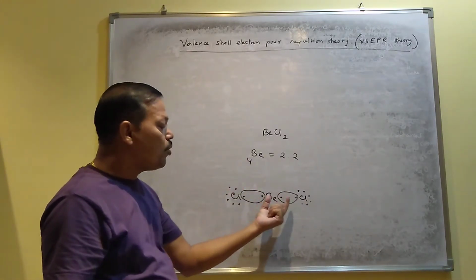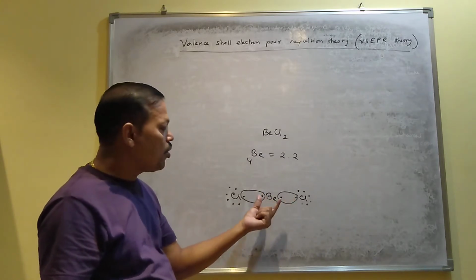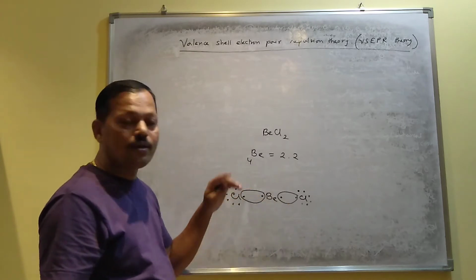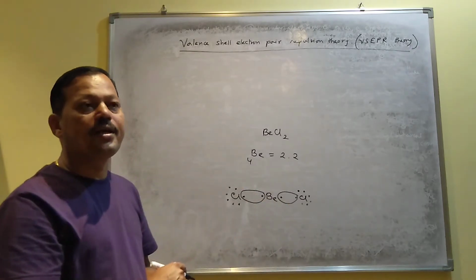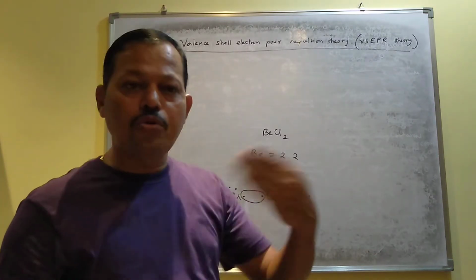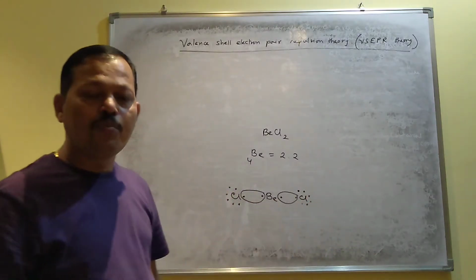But here beryllium, although it does not complete the octet, I mean although it does not have 8 electrons, beryllium can produce the compound in this way. Actually there are some compounds in which the central atom cannot complete the octet, but although it cannot complete the octet, it can form the molecule.